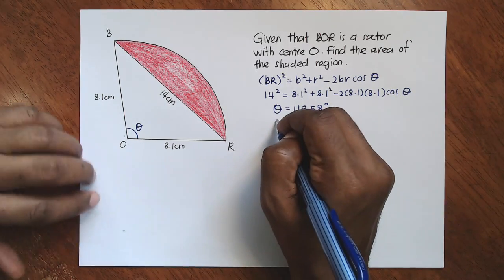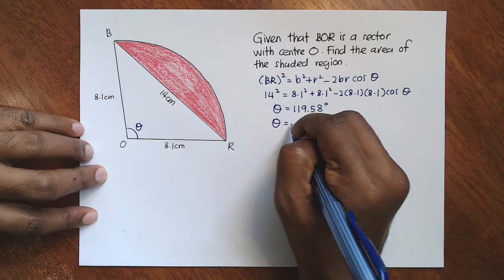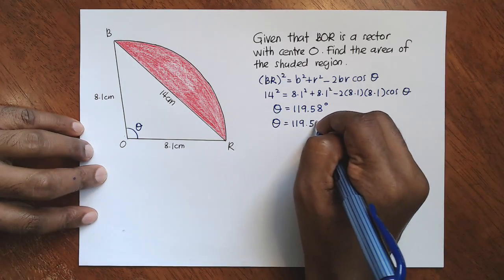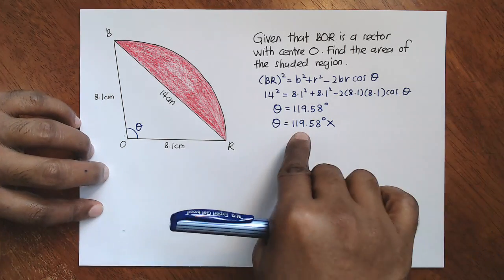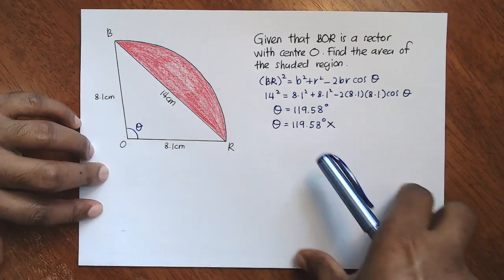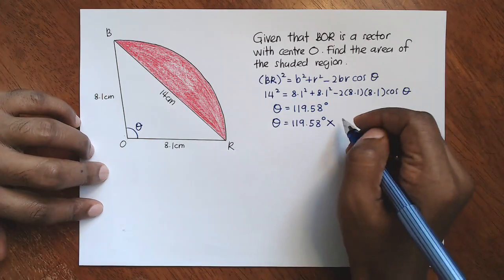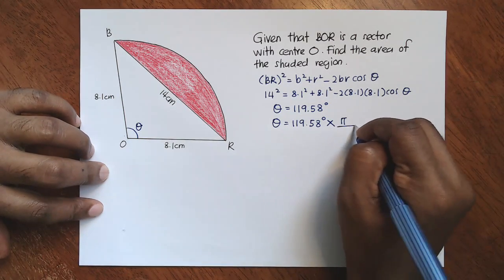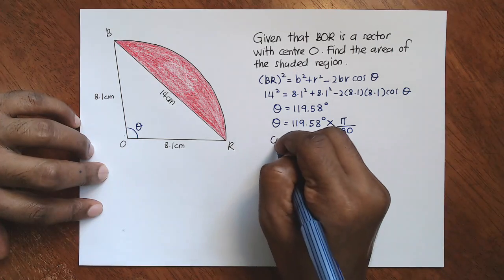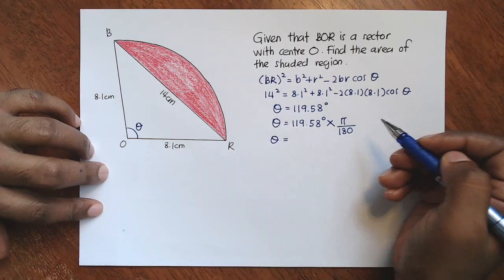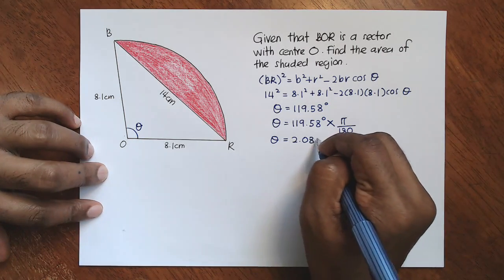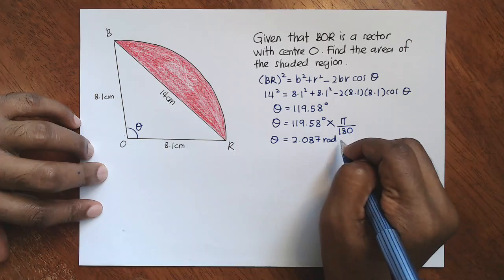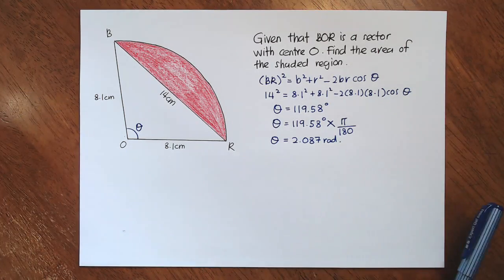And then we would need the angle theta in radians too. So theta equals 119.58, and we need to change it into radians. Remember, when we change it into radians, the size of the number will decrease, which means that we have to divide by 180. So we times by pi over 180 here. Therefore, theta in radians, use 3.142 for pi, you get 2.087 rad.